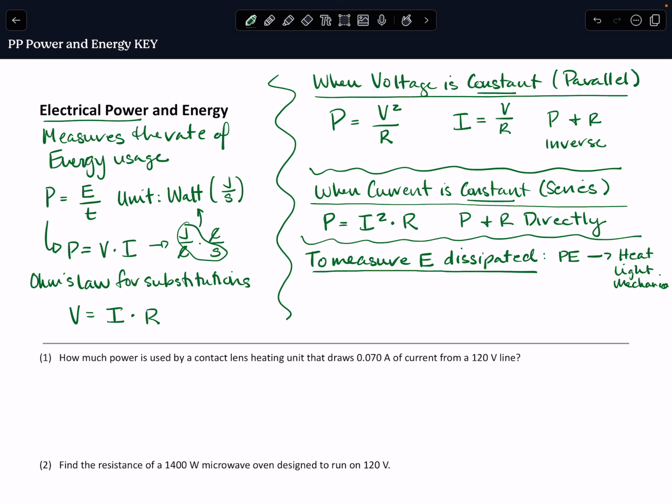So to measure that amount, we're going to take our power formula over here and we're just going to rearrange it and solve it for energy. So energy will be equal to power times time. All right.